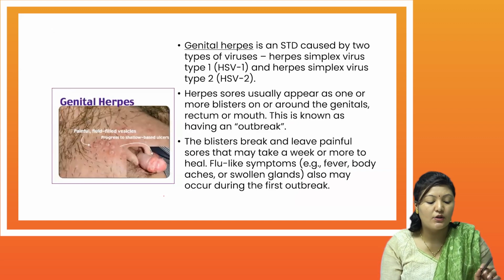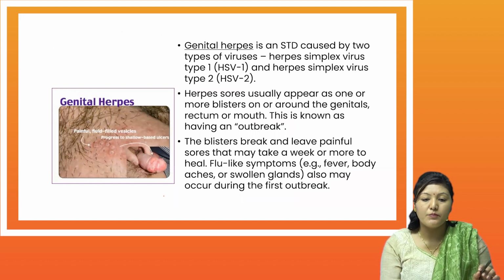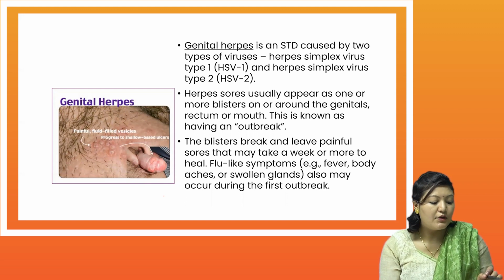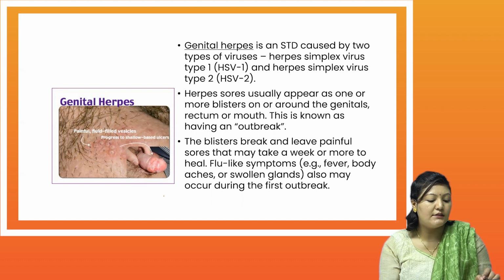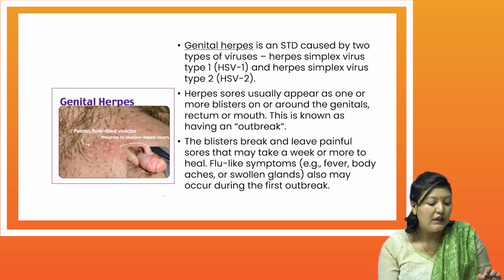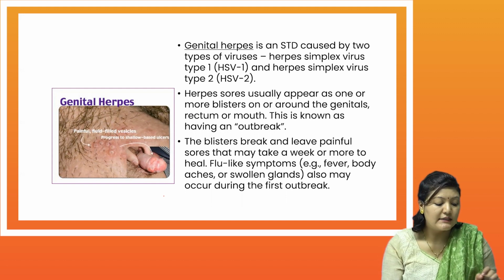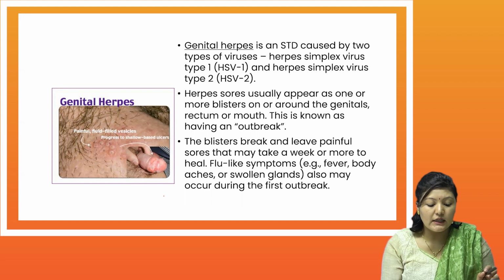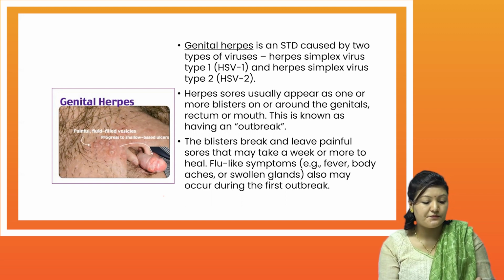And in case of the last option, genital herpes is caused by a virus, that is herpes simplex virus, and they appear as blisters in and around the genitals, rectum or mouth, and when the blisters break, they leave a very painful sore that takes around weeks to heal, and the patient will also have flu-like symptoms like fever, body ache, and swollen glands.